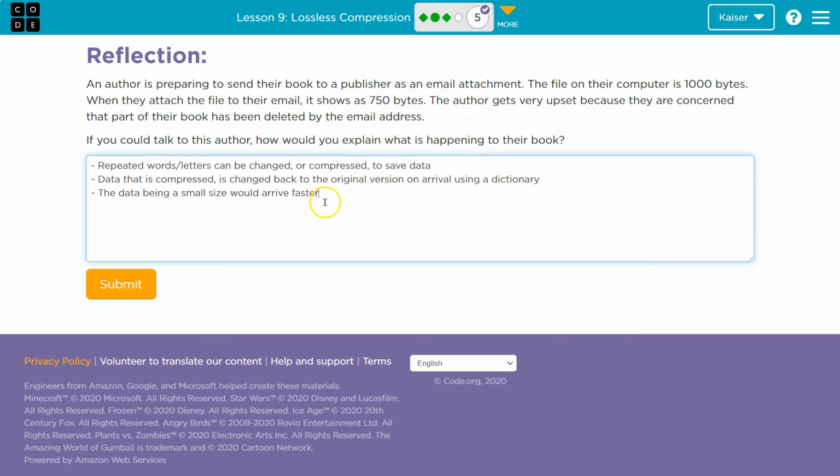But think about these important key concepts and think about how you could explain to the author what is going on. How can you calm them down? Cool. Onward.